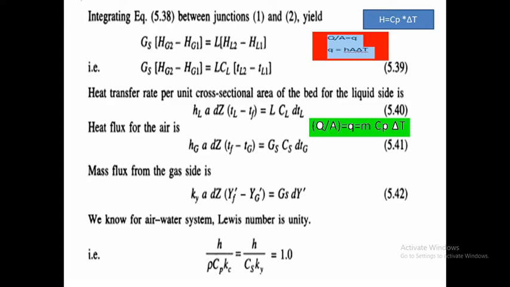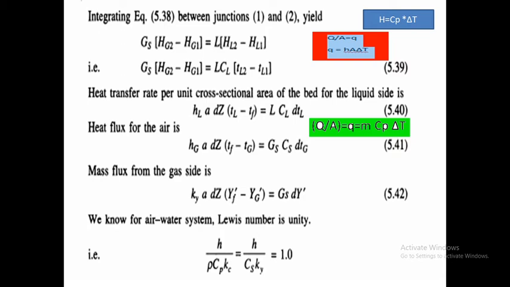In the right side, the blue color box indicates the enthalpy definition. Enthalpy formula, capital H is equal to Cp into delta T. For our case, L is the liquid flow rate. Enthalpy is changed to Cl into Tl2 minus Tl1, where Cl is the specific heat of liquid and delta T is nothing but Tl2 minus Tl1. Finally, L into Cl into (Tl2 minus Tl1). So this is equation number 5.39.